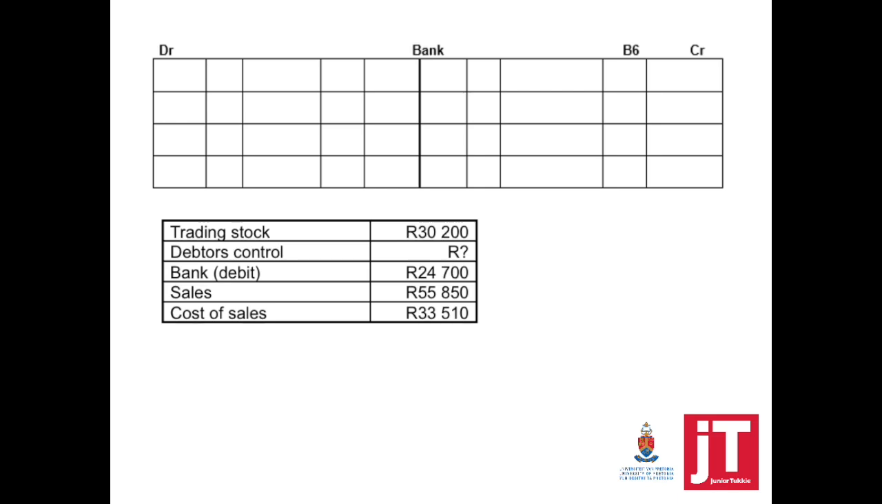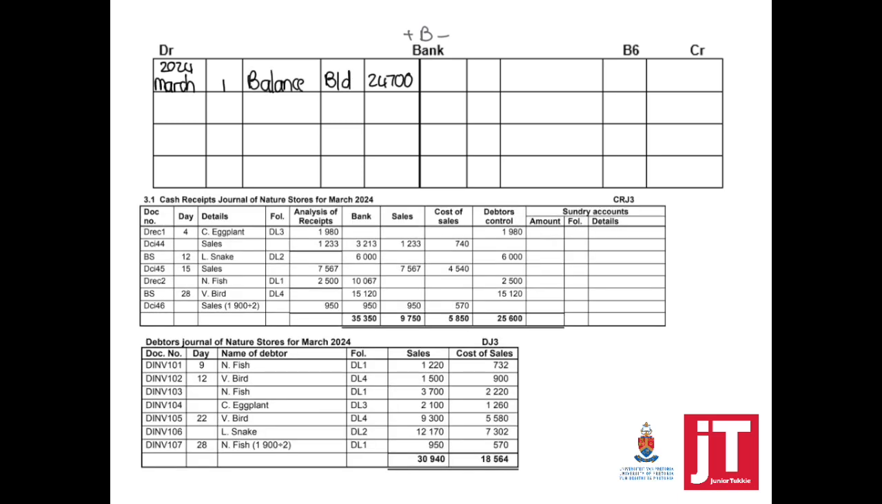Posting now to the bank. We start with the opening balance. Remember that bank can have a bank overdraft, then it's a current liability. Or it can have a favorable bank balance on the debit side, then it's a current asset. So they specifically said debit, that's why the balance is on the debit side.